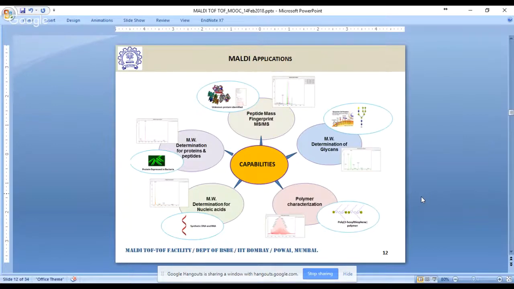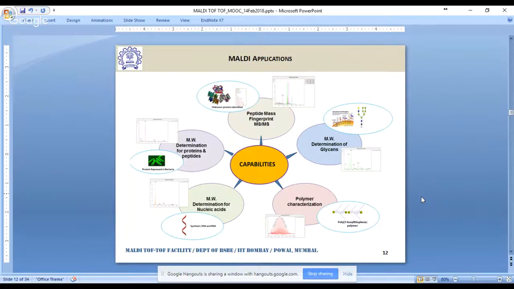So this is just a one slide overview of all the applications that happen in MALDI. Like we've already discussed, the molecular weight of different proteins can be determined. The nucleic acids can also be determined, whether they are synthesized nucleic acids or they are naturally occurring. Any changes in the molecular weight of these nucleic acids are also seen. Polymer characterization is another major application for which MALDI is used.